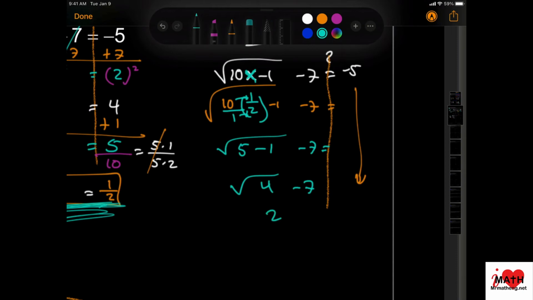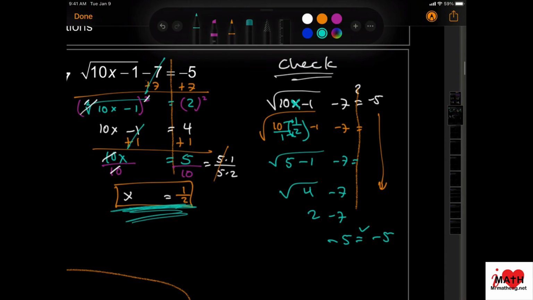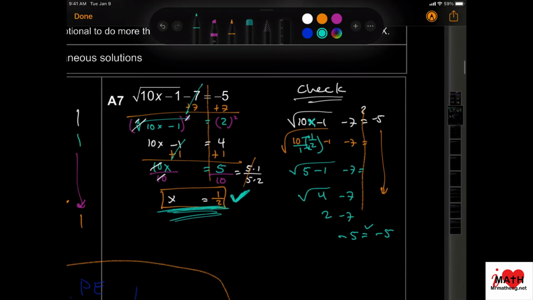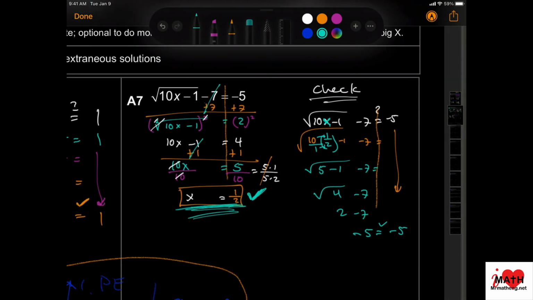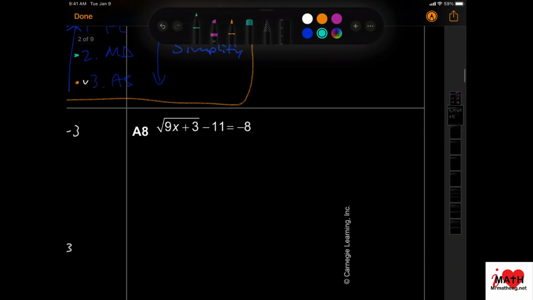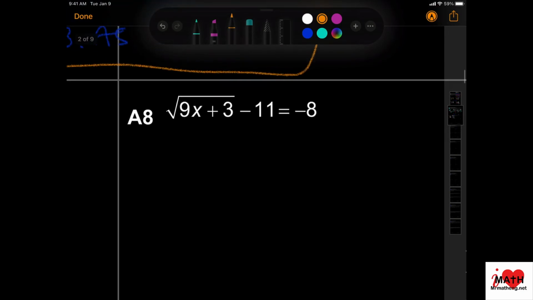Square root of 4 is 2. And 2 minus 7 is negative 5. So is negative 5 equal negative 5? That is true. This means that this is a solution. And let's go ahead and try the last one, A8. Again, this one is not isolated because you have this negative 11. So we're going to have to move that over.